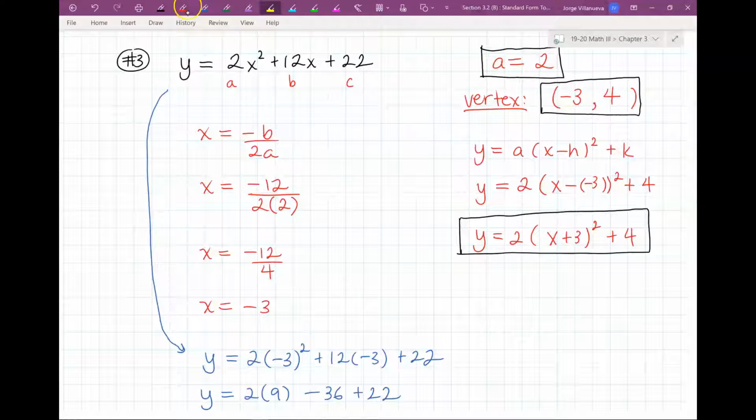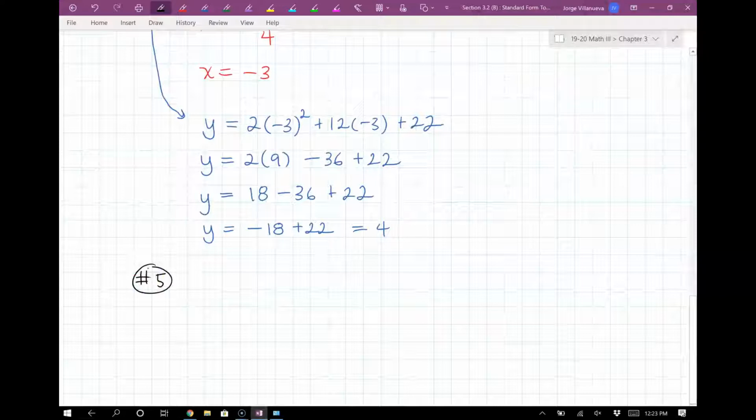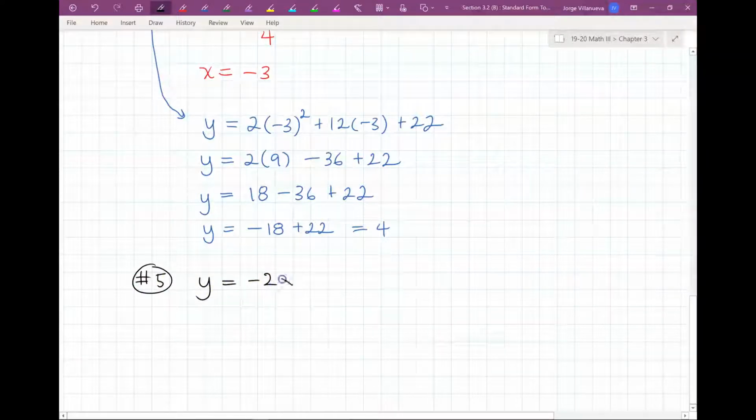All right, so let's look at number 5. We'll try to work this one a little faster, okay? Now we can at least try to get to number 7. So yeah, I think we'll have time, as long as I work this one efficiently. So negative 2x squared plus 4x minus 5.